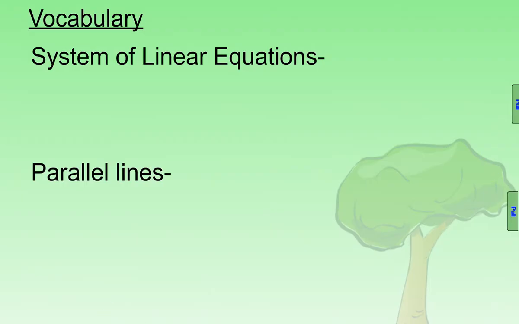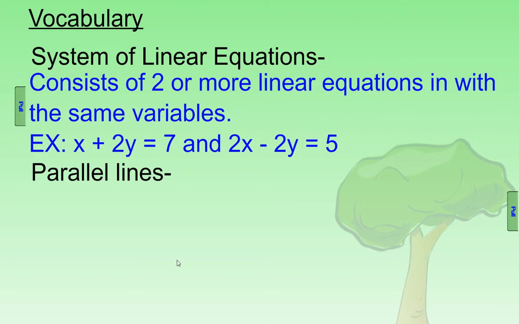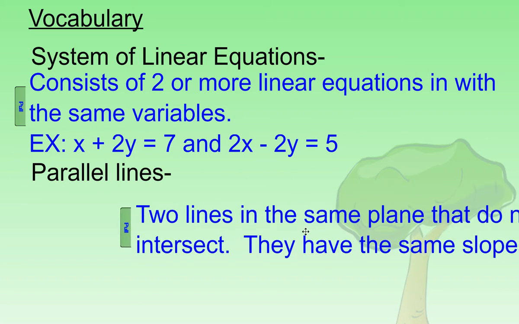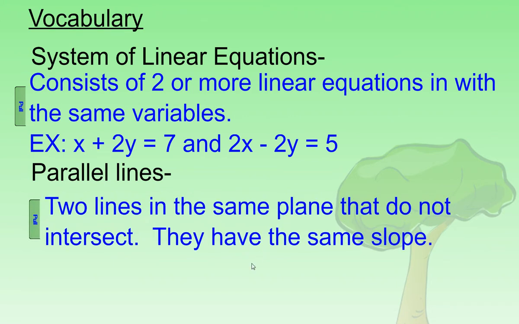We have two vocabulary words here. The first of them is a system of linear equations. That's the same vocab as the last lesson. So it's just two or more equations with the same variables, and we'll be solving them simultaneously. And the second one is parallel lines. So two lines in the same plane that do not intersect. They occupy the same space, but they do not intersect.